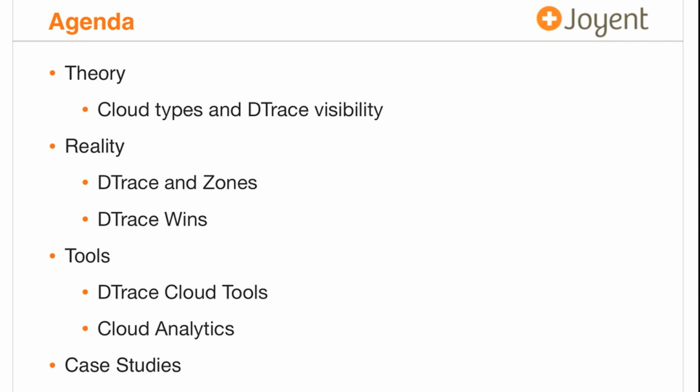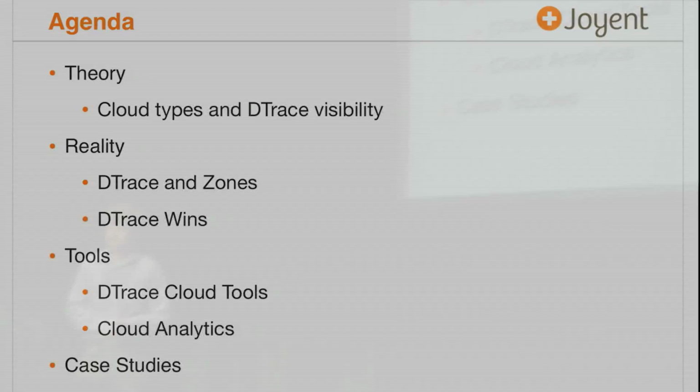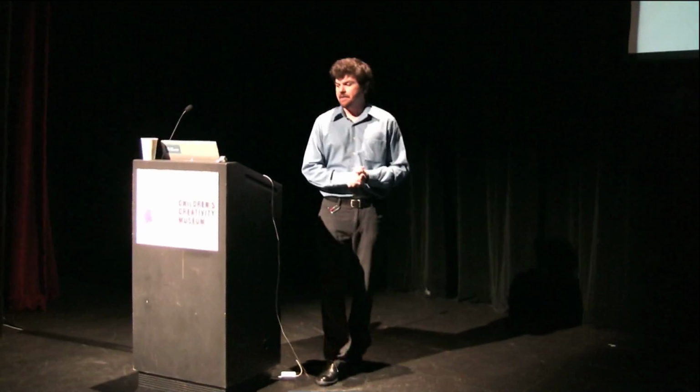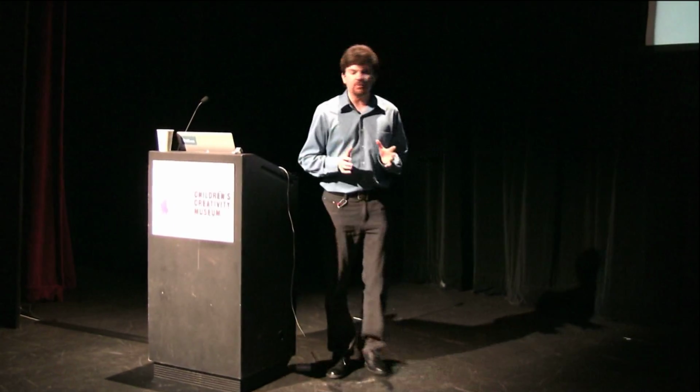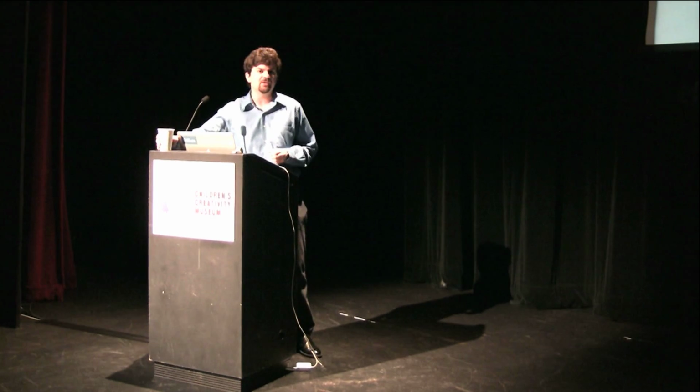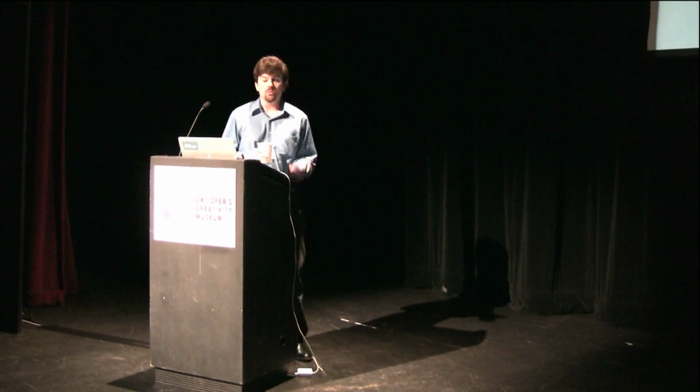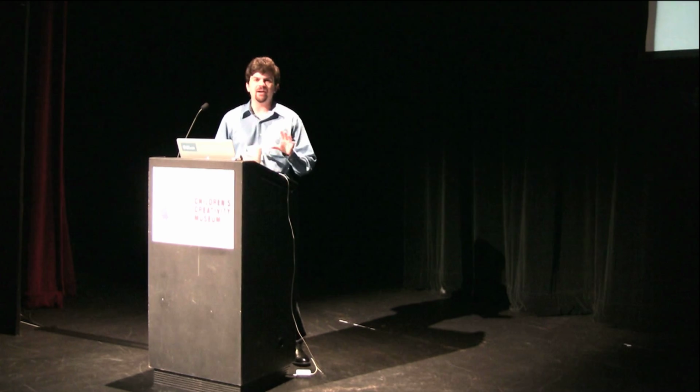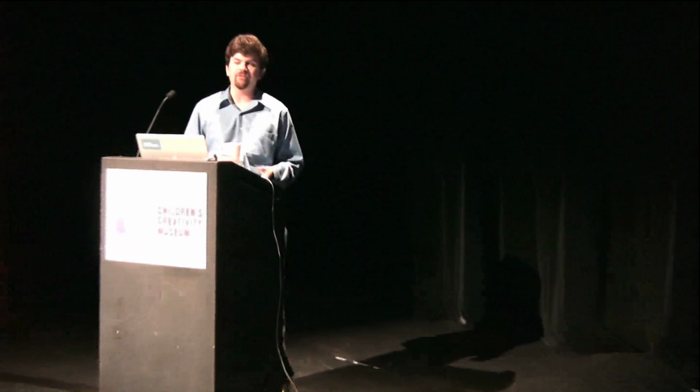What I'm going to talk about is some theory about cloud types and DTrace visibility, and then some reality of how this actually works. We have a great perspective at Joyent since we do this for a living. We use DTrace on the cloud, and we get to find out what does work and what doesn't work. For us, this isn't a theoretical exercise. The reality is where I get to describe how it actually works using DTrace on many systems. I'll go through some tools that I wrote that we tend to use for DTracing the cloud, and then I'll go through some case studies.